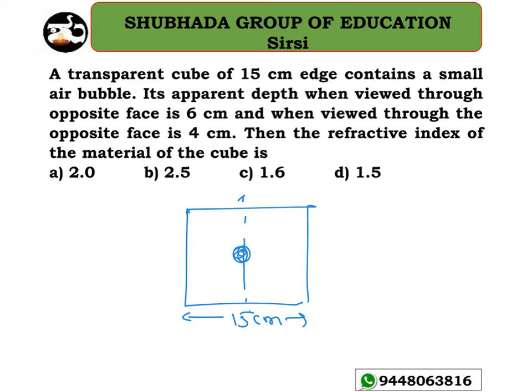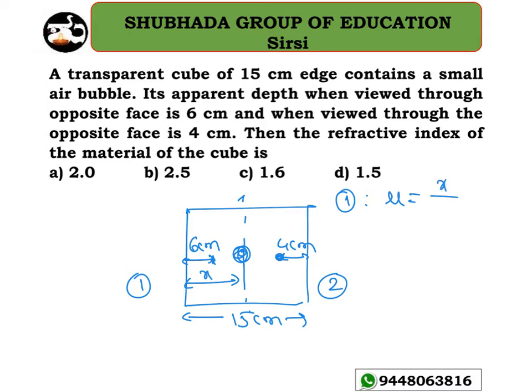Now viewed from the first face, the bubble appears to be at 6 centimeter. From the second face, the bubble appears at 4 centimeter. Let me use the condition now. For the view from the first face, you know that mu is equal to, assuming the bubble is at a distance of x, the real depth x divided by apparent depth 6 centimeter. This is equation number 1.